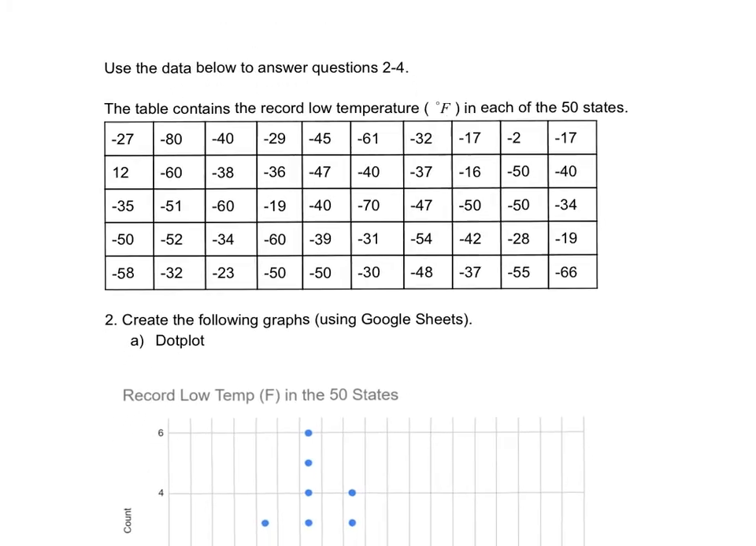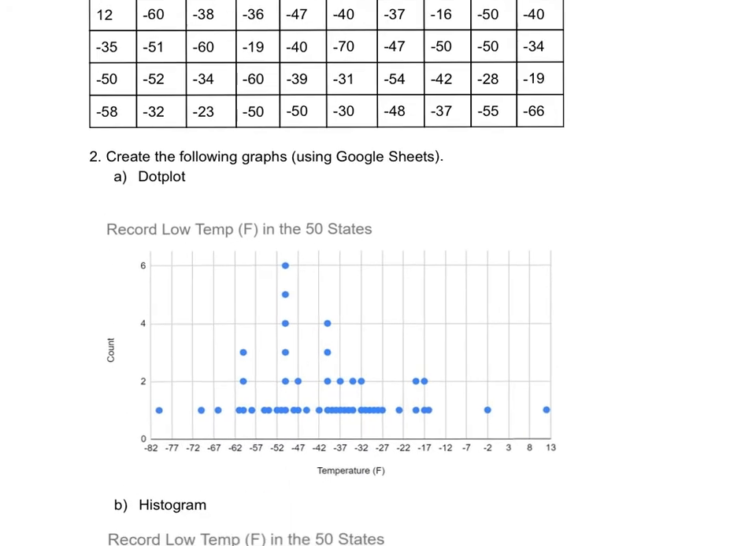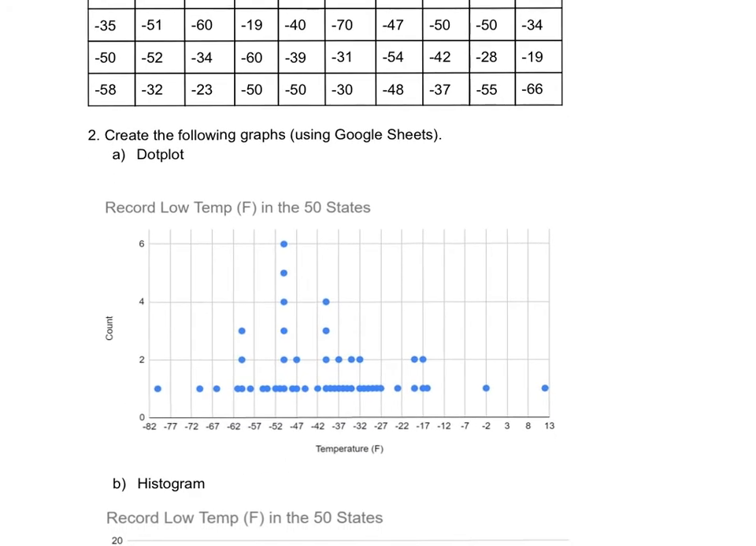So next we are given a table that contains the record low temperature in degrees Fahrenheit in each of the 50 states, and we're going to use this data to answer questions 2 through 4. So question 2 is creating graphs for this data, and I did use Google Sheets. You are allowed to do this by hand. So the first one was a dot plot.